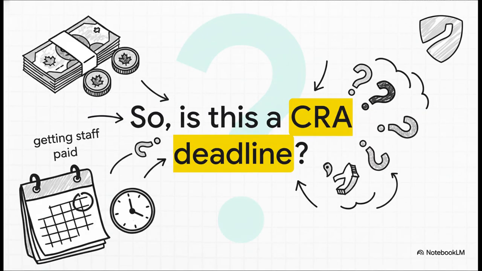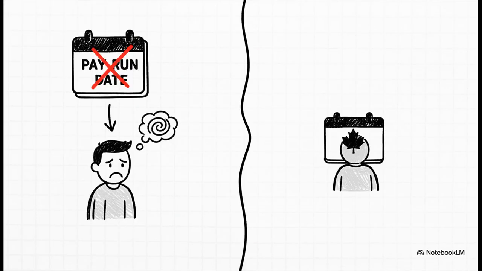So, since the date is so critical for actually paying your people on time, you might be thinking, okay, this must be the CRA deadline, right? And nope, wrong again. Missing your pay run date? Yeah, that creates a huge headache for you. Your employees will not be happy. But from a legal standpoint, the CRA isn't involved at all. This is an internal problem, not a compliance one.